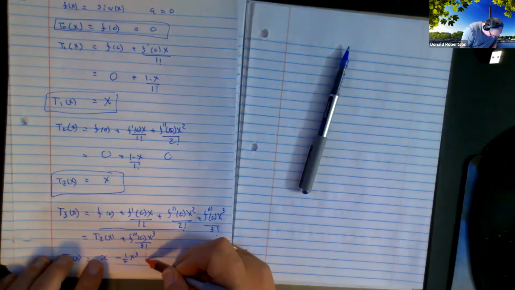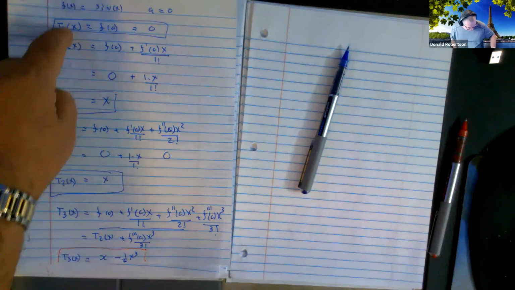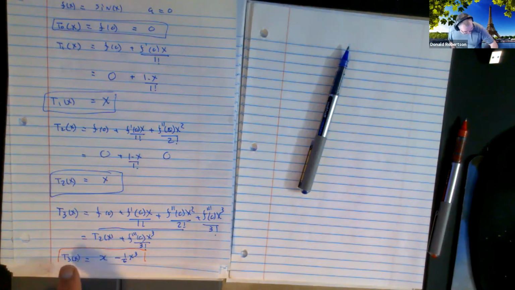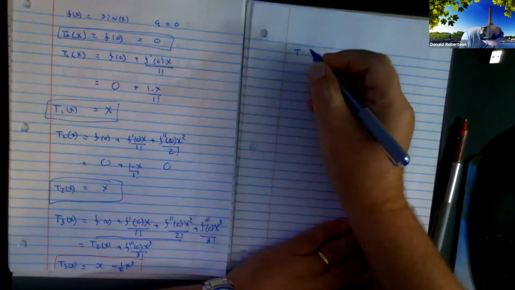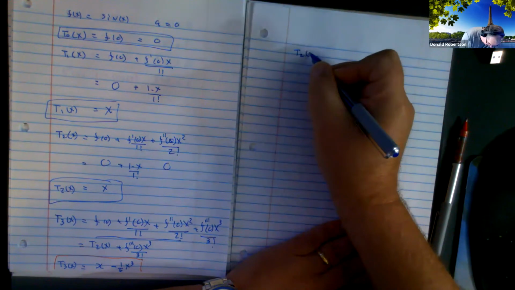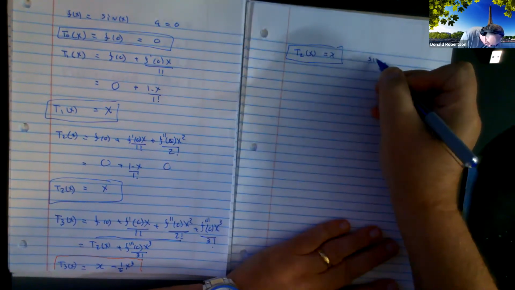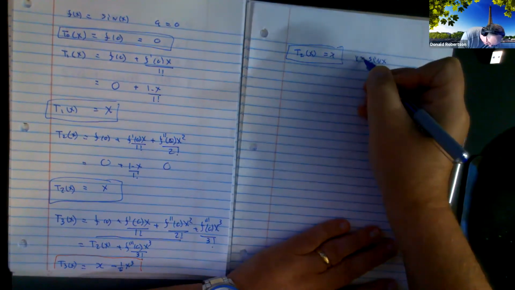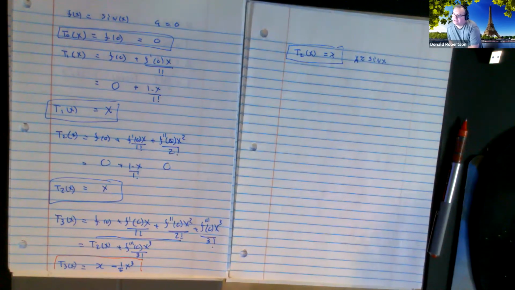So we now have all the different Taylor polynomials, T1, T2, and T3, for sine x. That is interesting, so I am going to test it. Here is T2 of x. It's approximately that guy. I wonder how good it is.